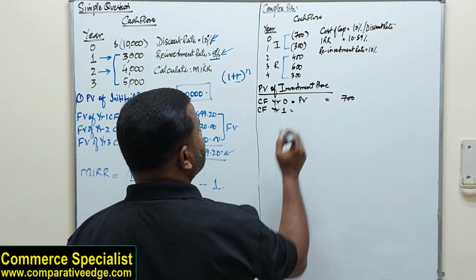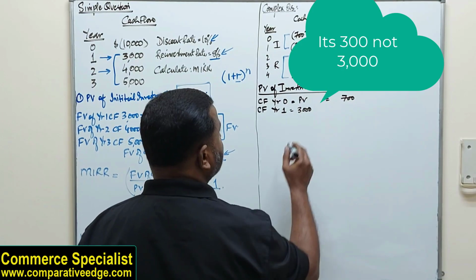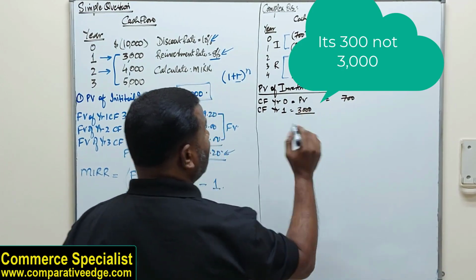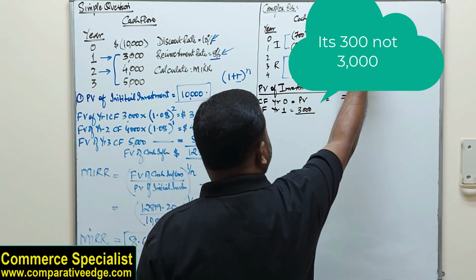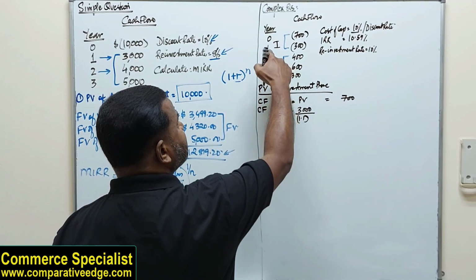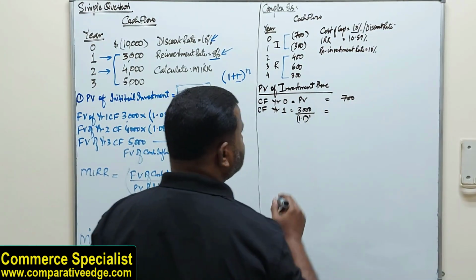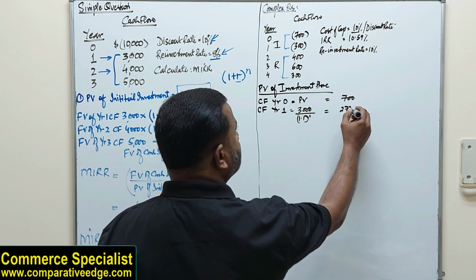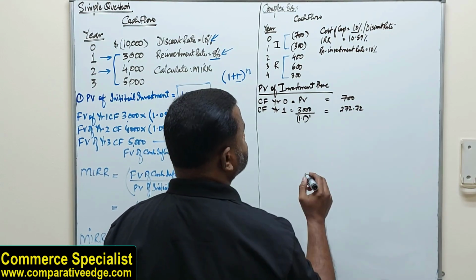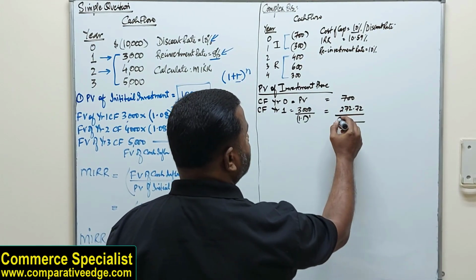So what you do is you take cash flow of year 1. If you want to find the present value, you take this 3,000 and divide it by 1 plus R. Remember the discount rate is 10%, so 1 plus R would be 1.1. And obviously this is 1 year, so I'm doing 0.1. So this comes to 272.72.